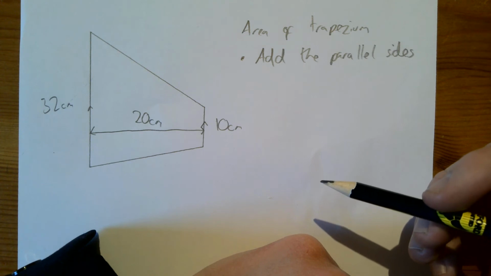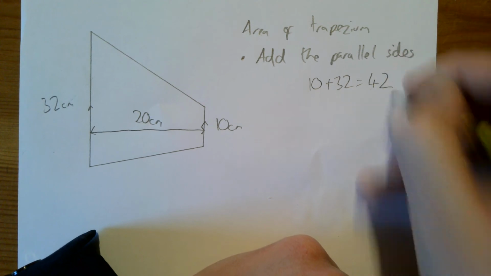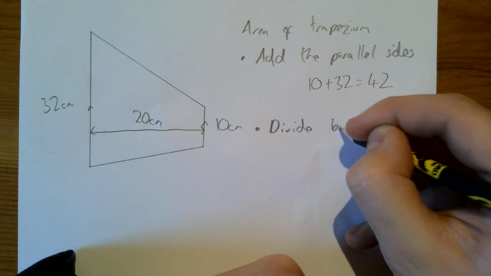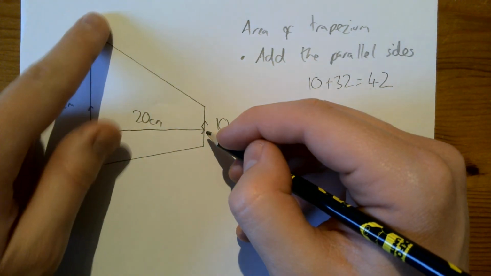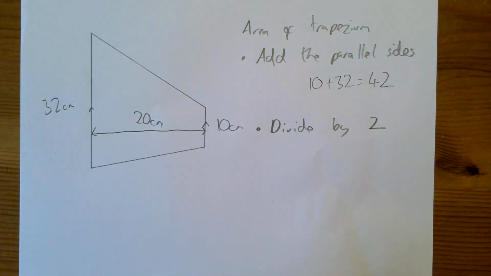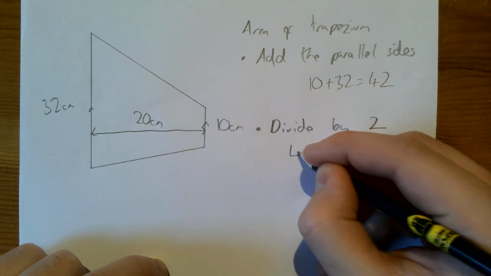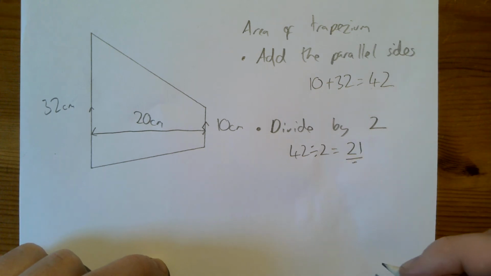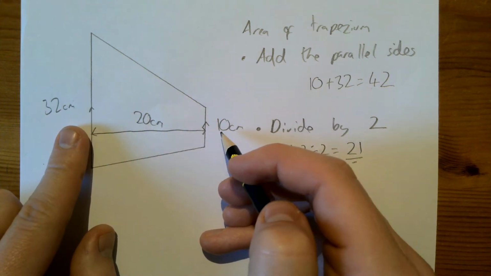So the first thing I'm going to do is add the parallel sides. On this one it's going to be 10 plus 32 equals 42. Then we divide by 2, because that gives us the average. I've got this short side here and this long side here, and what I want is a number that's in the middle of them. So 42 divided by 2 equals 21, which is exactly halfway between 10 and 32.